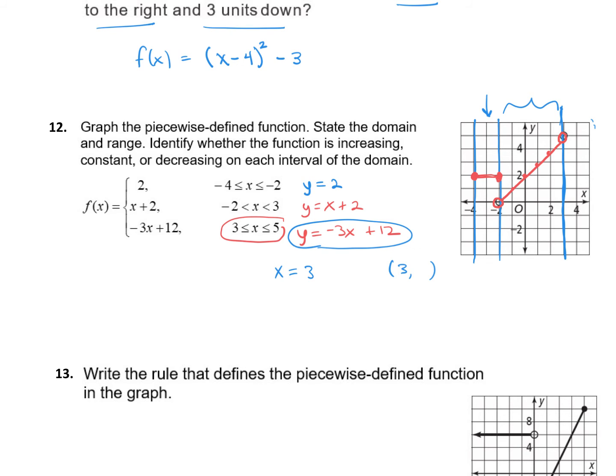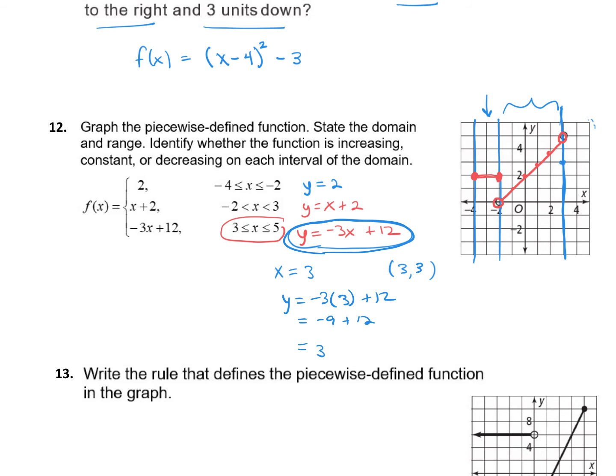So I'm just going to plug in a positive 3 to the function. Y equals negative 3 times 3 plus 12. Negative 9 plus 12 is positive 3. So I know this ordered pair 3, 3 is on this line that I have to graph. So I'm going to go over 3, up 3. I'll plot the point. I'll come back to figure out if that will be an open or closed circle.